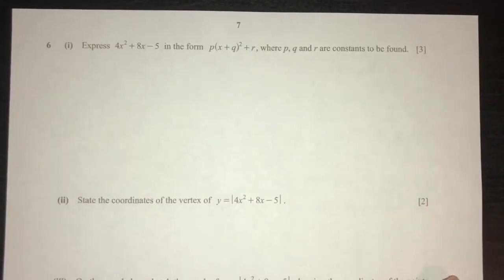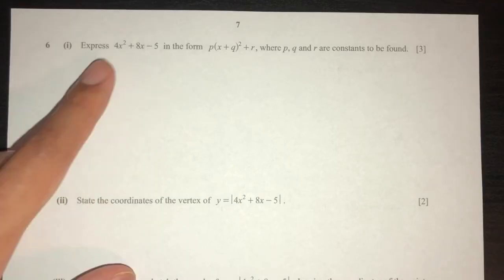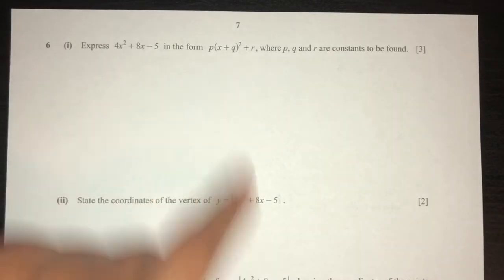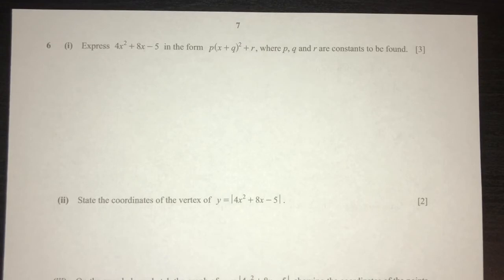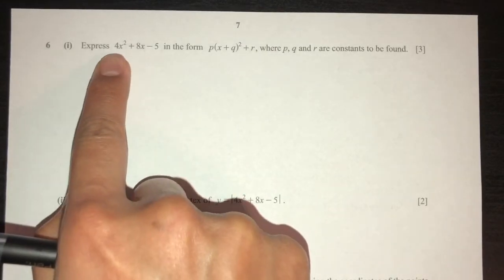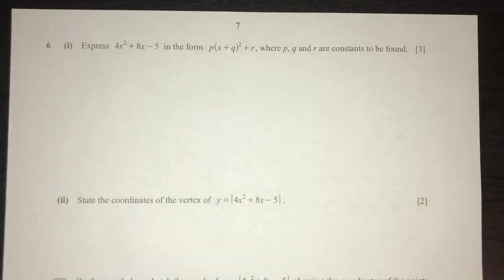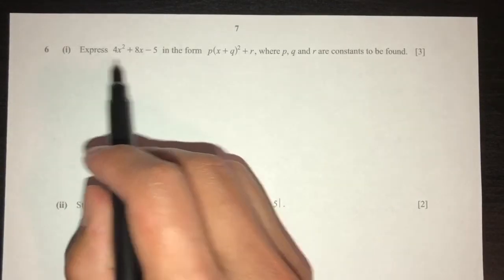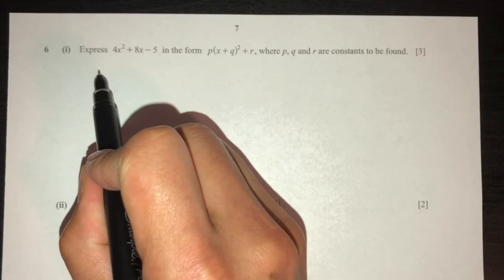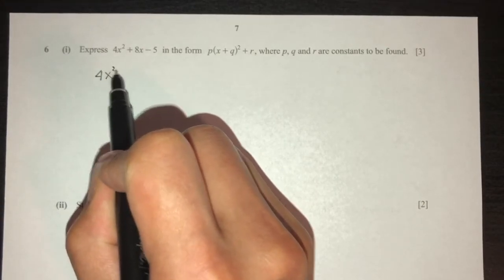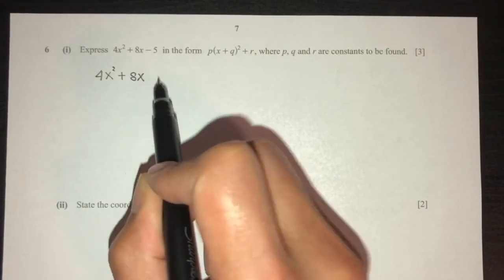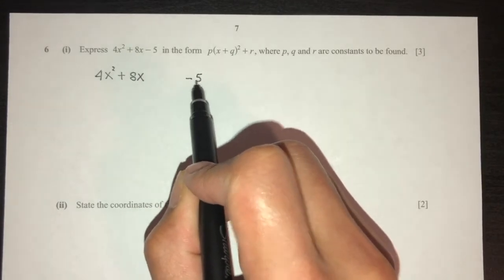Now let's move on to question number 6. So here we have to express this equation in terms of this and find the values of p, q, and r, which are constants to be found. So the first step is that you see the coefficient of x squared is 4. Our job is to make it become 1. How can you make that? By making that through factorization. But the first thing I like to do, I like to rewrite this again as 4x squared plus 8x. I like to leave some space and write minus 5.